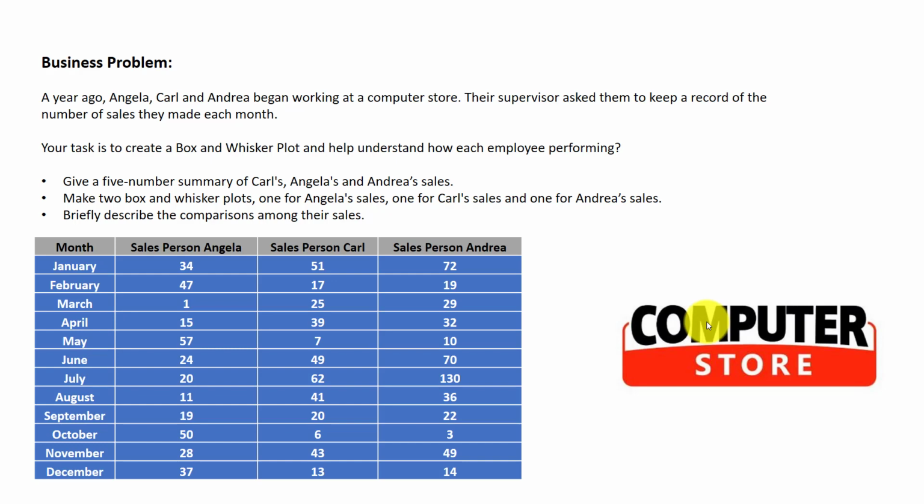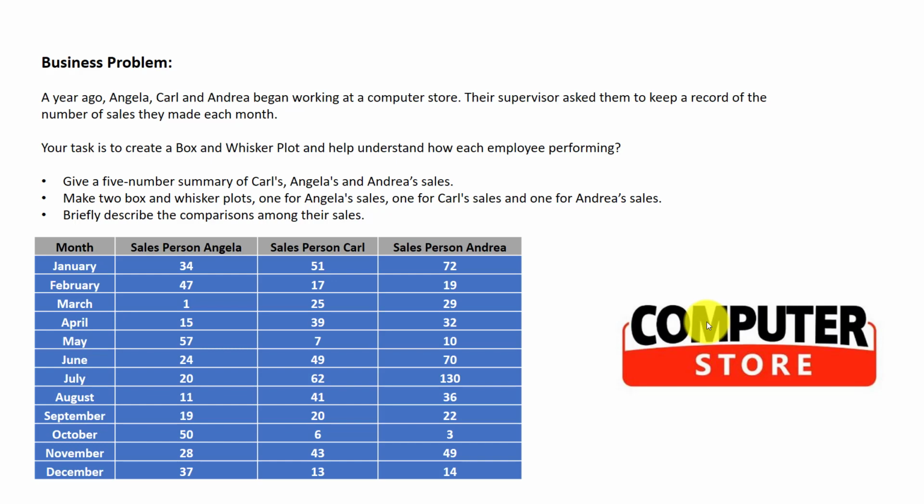These are the points which you have to do. Give a 5 number summary of Carl's, Angela's and Andrea's sales. Make box and whisker plots, one for Angela, one for Carl and one more for Andrea. Briefly describe the comparison among the sales.